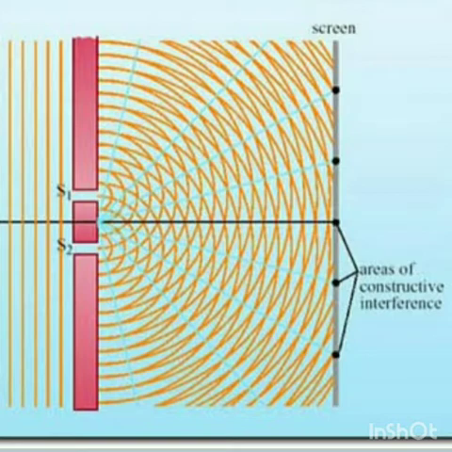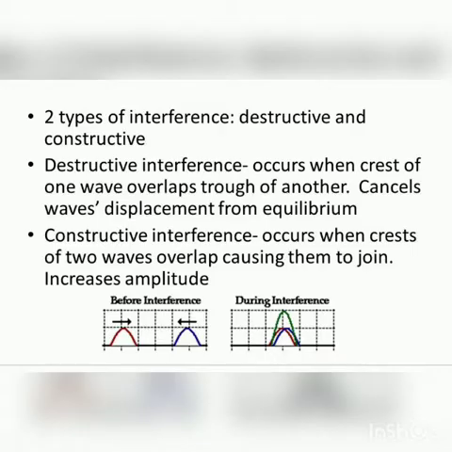When do you get constructive interference? When the crest and crest of two waves overlap, you get constructive interference. And when do you get destructive interference? When the crest of one wave falls on the trough of the other wave, you get destructive interference because the crest and trough cancel the displacement.